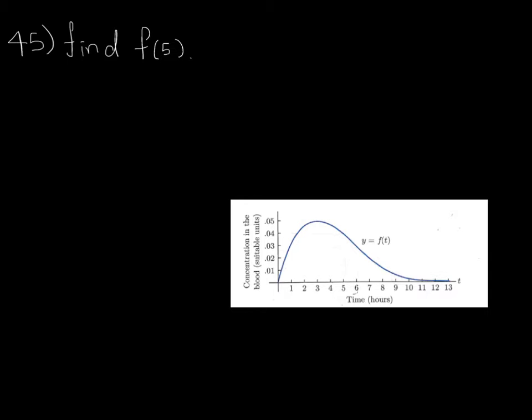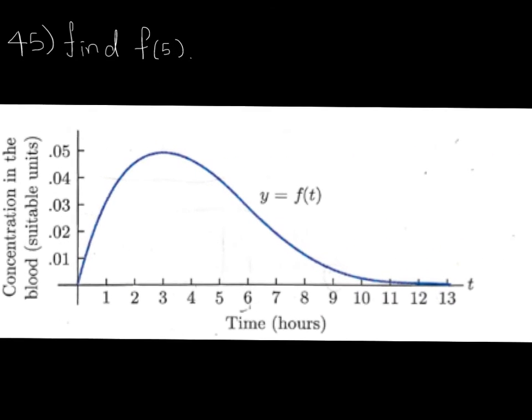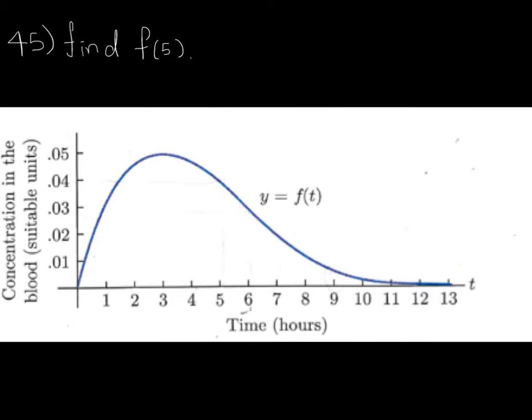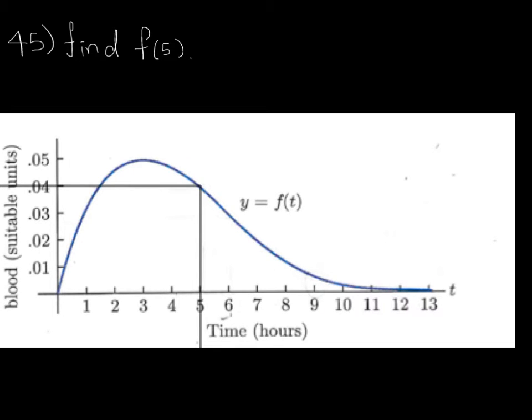For question 45, we're asked to find the value of f of 5. This is a notational way of saying plug 5 into the function f. So it's very similar to the last two problems. We're going to look at what value comes out of the function when we plug in 5. So, drawing the line up from 5 and tracing it over, we see that the output is 0.04, giving us the answer of 0.04.